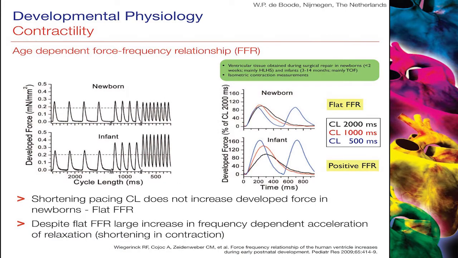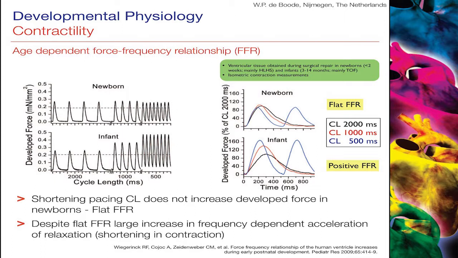And the net effect is that there is less force of myocardial contraction. When you look at ventricular tissue that has been obtained during surgical repair of a cardiac disease in both newborns and infants, they've looked at how good it was for the muscle to contract. What they did is they paced the muscle fibers with an increasing frequency, so a lowering of the cycle length. Let's first look at the figure of the infant. When you increase frequency of pacing, you get both an increase of contraction frequency and an increase in contraction force.